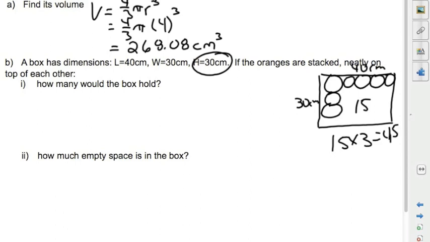So here's 15. Well, how much empty space would be in the box then? How do we actually calculate that?